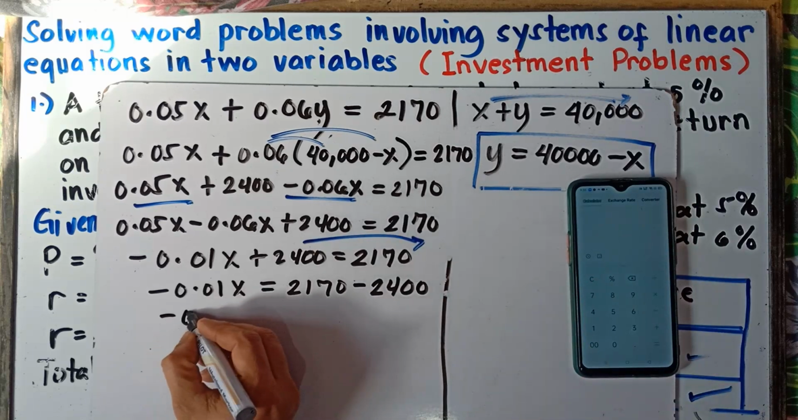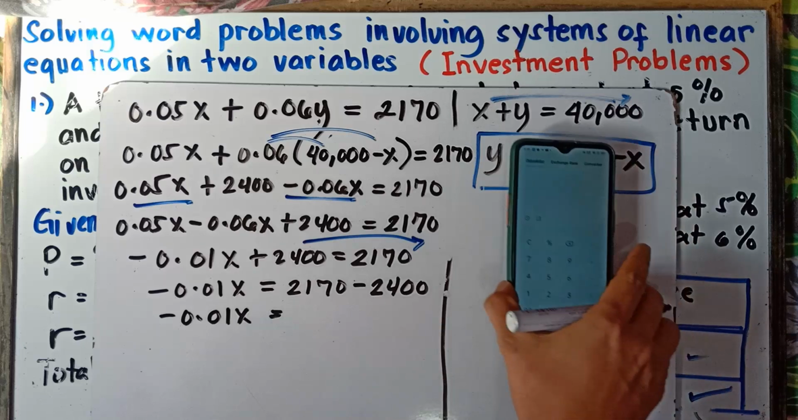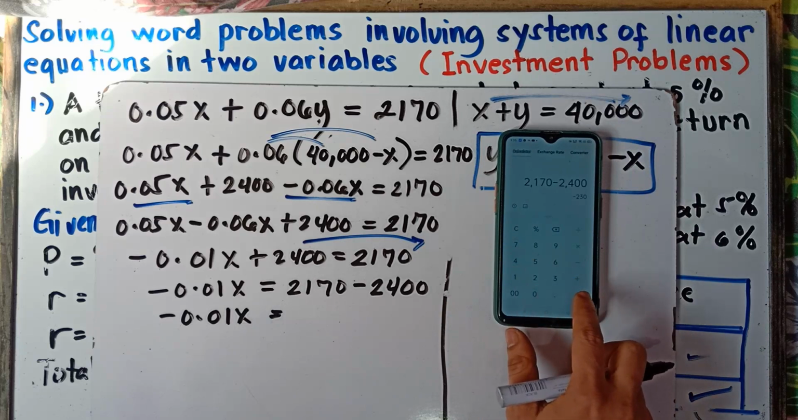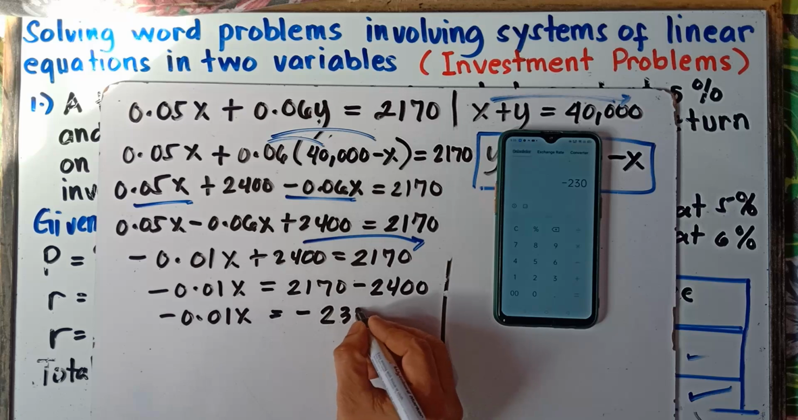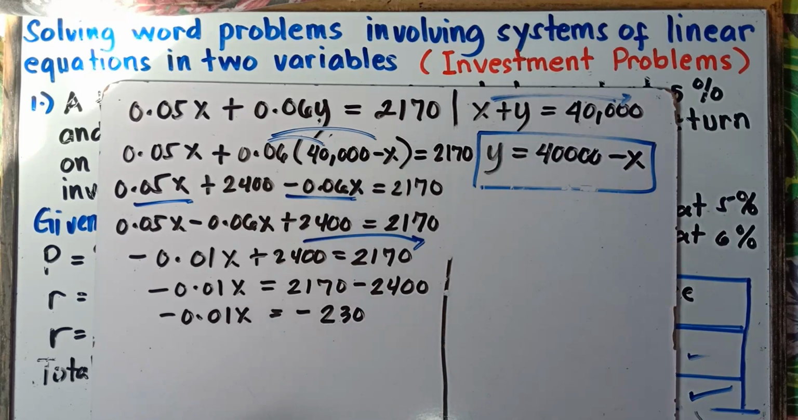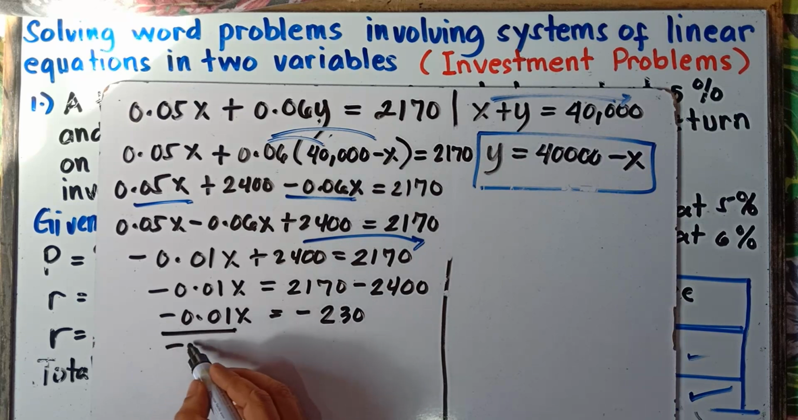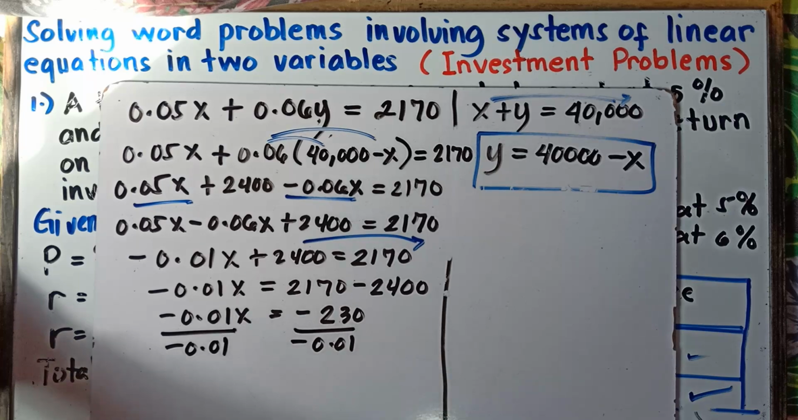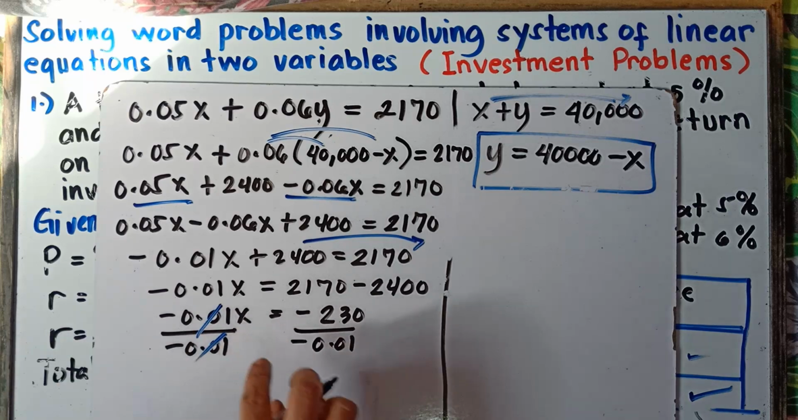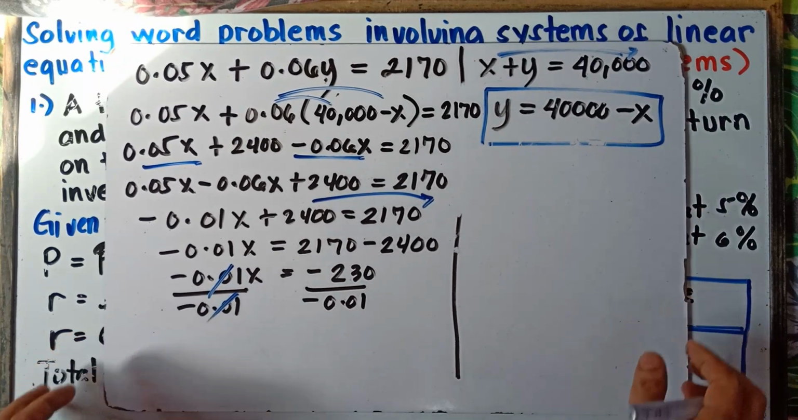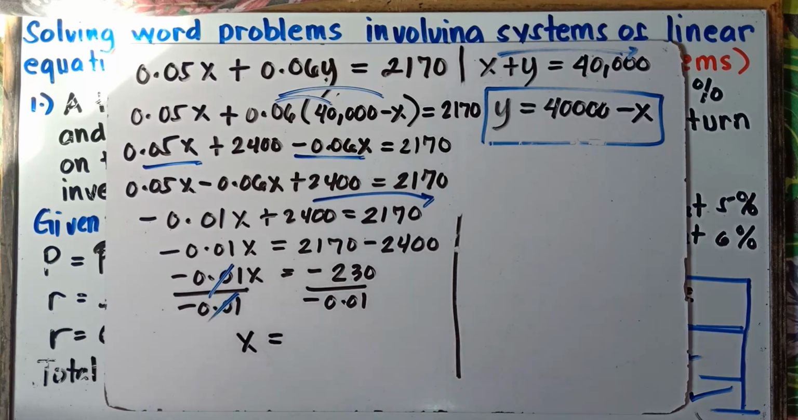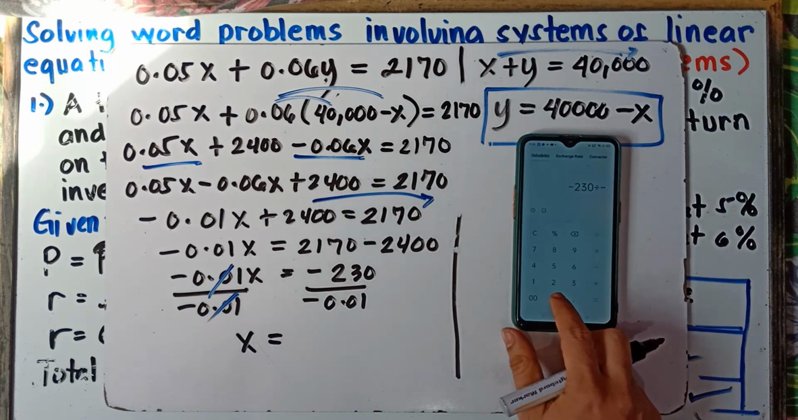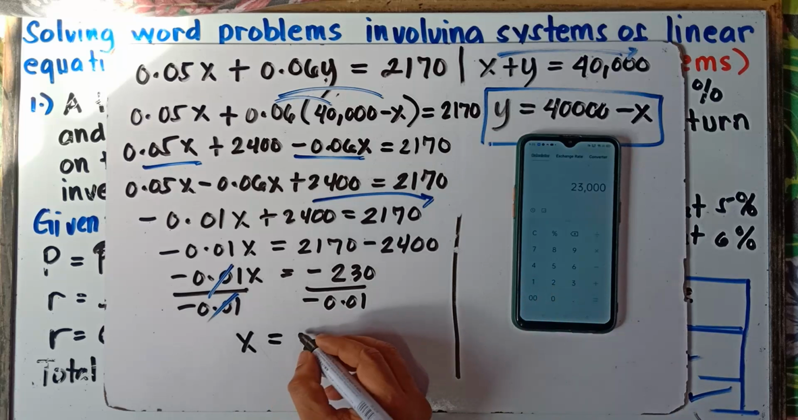So copy, negative 0.01x equals 2,170 minus 2,400. So that would be negative 230. Now to get the value of x, simply divide both sides by negative 0.01 so that you can cancel this out. And the remaining expression will be only x. So this will be x equals negative 230 divided by negative 0.01. The answer, class, is 23,000.